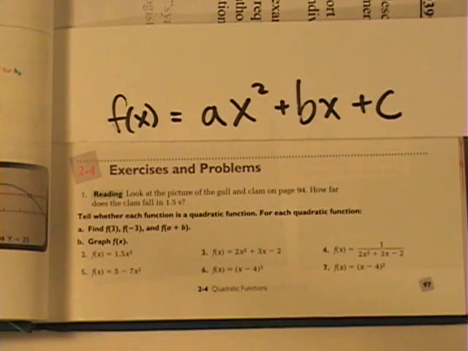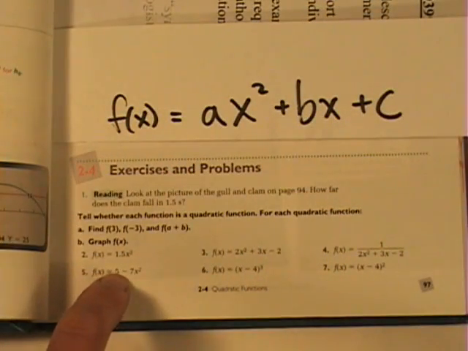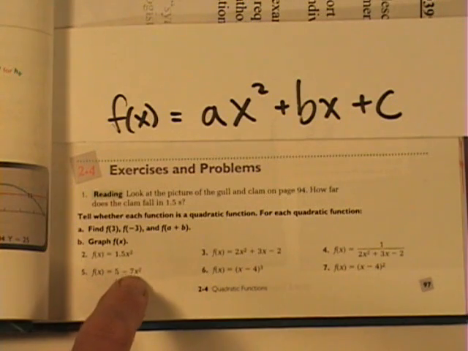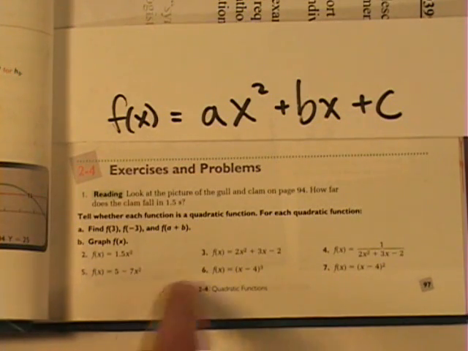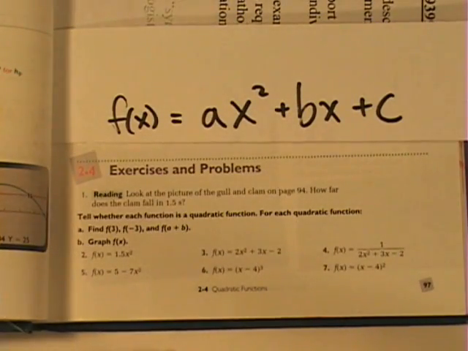Alright, looking over here, can we transform this to be written as a quadratic? Alright, let's see. Yes, we can. We can simply take that 5 and stick it at the end, and it's negative 7x squared plus 5. The b is 0, but you've got an a and a c, and that's okay.